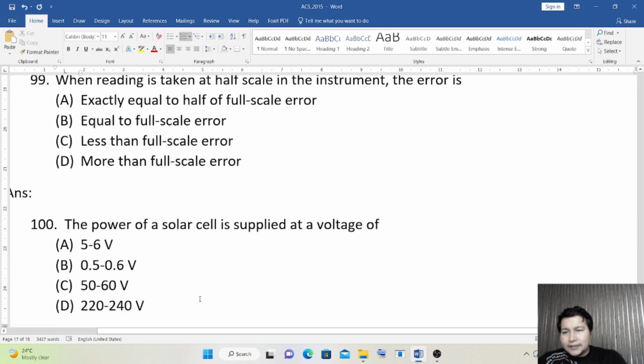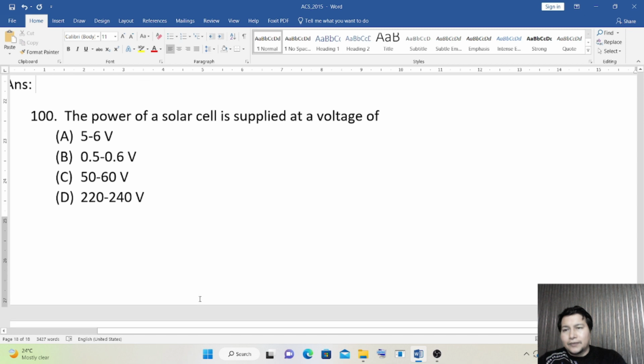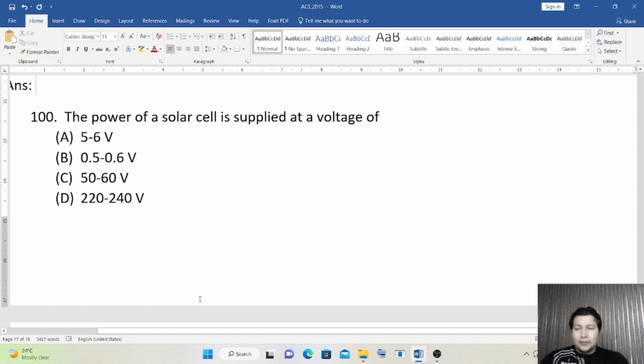Question number 100, the last question: the power of a solar cell is supplied at a voltage of 5 to 6 volt, 0.5 to 0.6 volt, 50 to 60 volt, 220 volt to 440 volt.